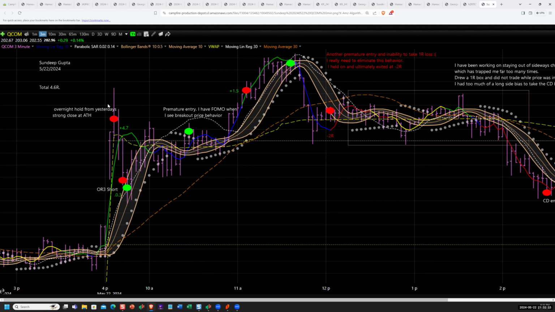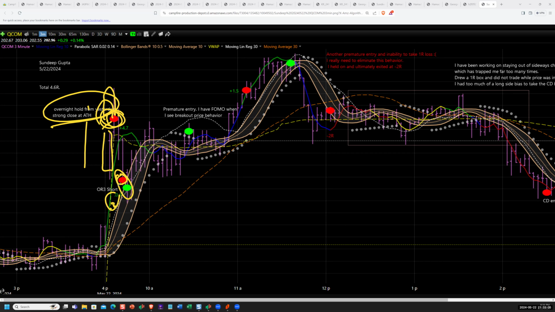Sundeep, 4.6, and this is in Qualcomm. Now, that's not fair because he's a signal processing engineer too, so he knows Qualcomm pretty well. Here's the OR3. He notices this. That was the exit he took from yesterday's hold because it had closed at an all-time high. So he gets the gap up and then it starts to fail. So he cashes 4.7, tries the short, gets a fraction, sees the Kata 2. That's perfect. There's your risk. When this comes back, he locks in 1.5.